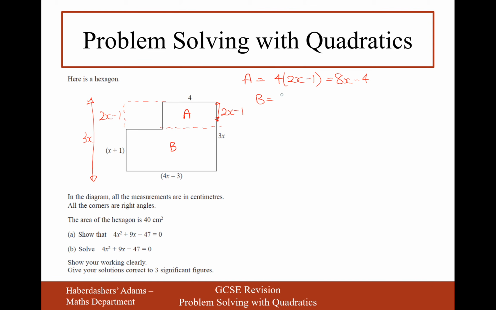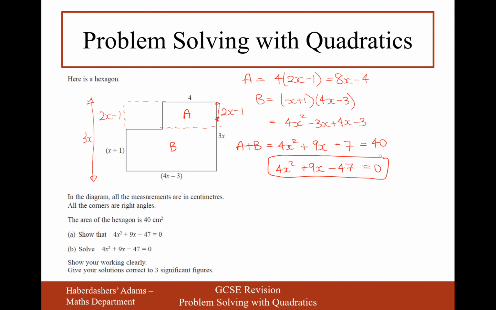Moving on to area B, that's going to be x plus 1 times 4x minus 3. Expand the brackets, so it'll be 4x squared minus 3x plus 4x minus 3. So therefore the total area, A plus B, is going to equal 4x squared. We'll have 8x minus 3x and plus 4x, that'll be 9x. And we'll have minus 4 and minus 3, so that'll be minus 7. And that will equal 40. Let's take 40 onto the other side by subtracting it. And we get an answer to equal 0, and that's exactly what we're looking for in part A.